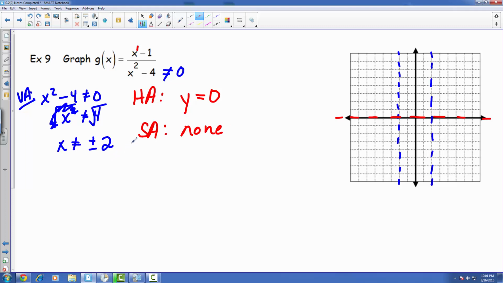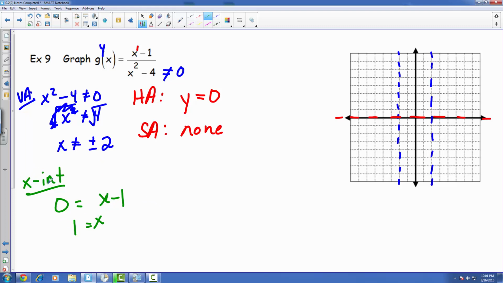Now looking at x-intercepts, if we set g of x, which is the same thing as y, equal to 0, we can find our x-intercepts. So we have 0 is equal to x minus 1. Again, just using that trick where we set the top equal to 0. So we should see an x-intercept occurring at 1.